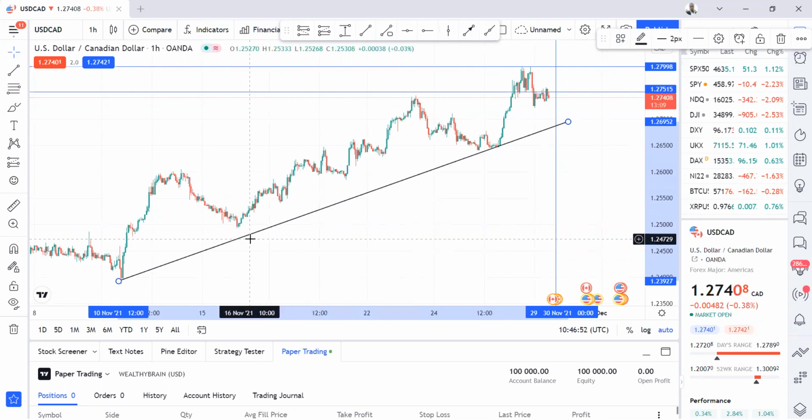Trend line is just a gauge or a diagonal line that you draw to project a direction of market, which is also termed as a diagonal support and resistance, or a diagonal support or resistance. Now, when we look at this, it is a clear uptrend.